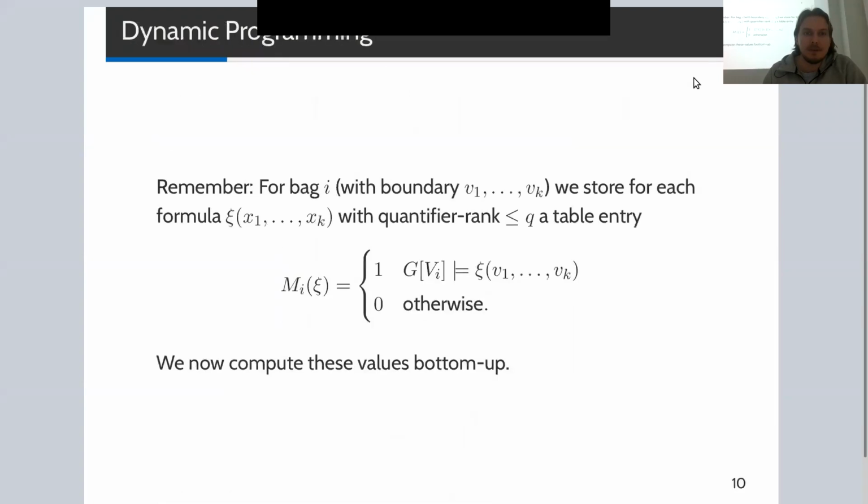Okay. So I think after we've bounded the size of our tables, it's now time to actually compute these tables. Just as a reminder, we have these tables MI. For a bag I, we have a table MI, which contains those formulas that are evaluated on the vertices below the bag. And of course, we want to compute these values the way we usually do, in a bottom-up fashion, starting with the leaves.